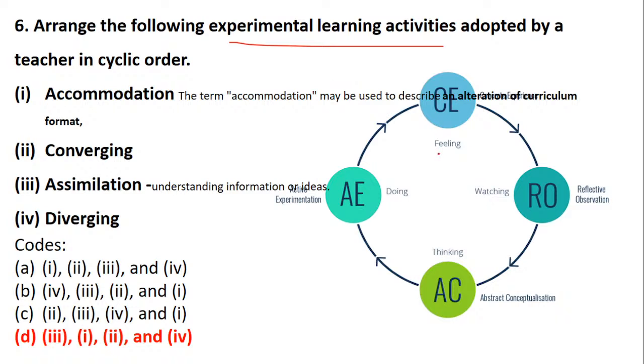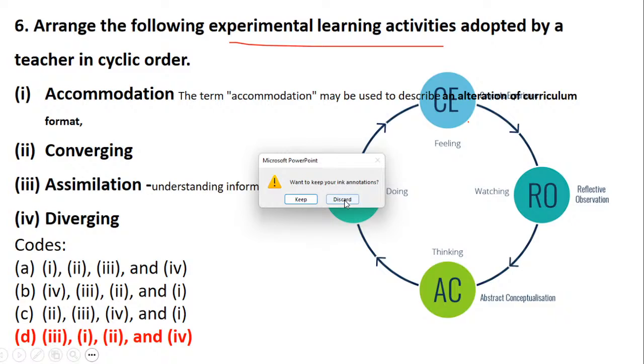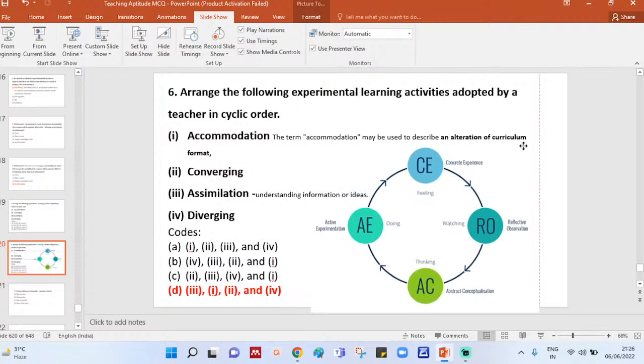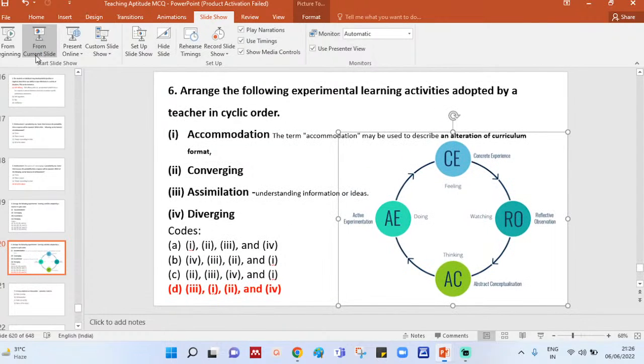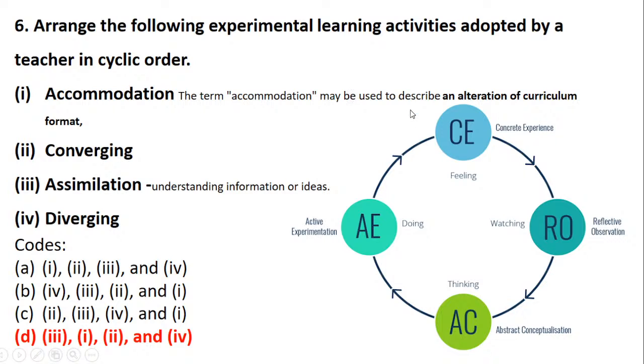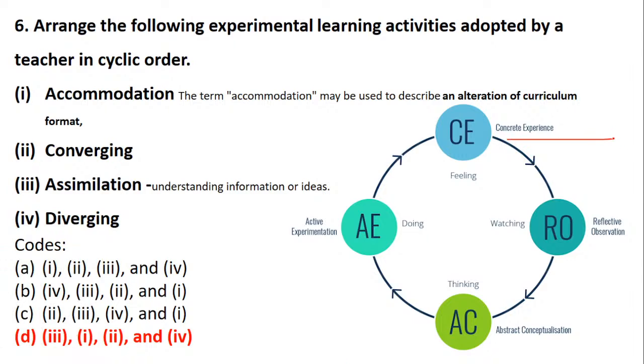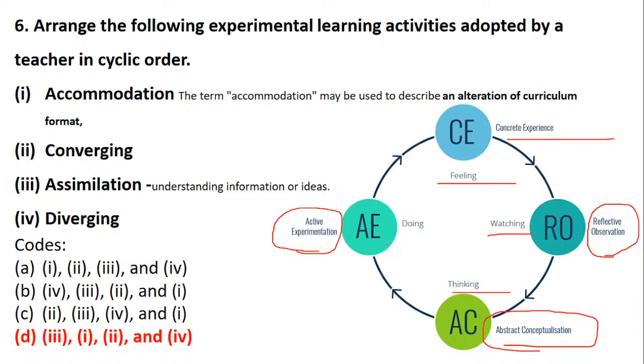The cycle is not representing, so I'm just moving it. Okay. So let's understand the cycle. You can please make a note of it. The experimental learning cycle or activity starts with concrete experience, that is feeling it, then reflective observation, that is watching it, abstract conceptualization, thinking about it, and active experimentation, that is doing it.